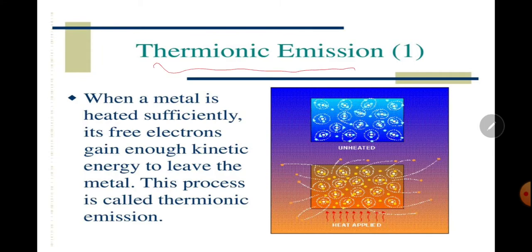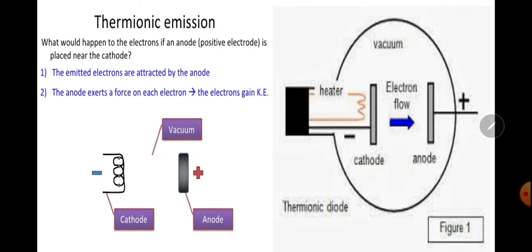Thermionic emission is the emission of electrons from a metal surface due to absorption of heat. So when you heat a metal surface, emission of electrons will take place. The emission of electrons from a metallic surface due to absorption of heat is called thermionic emission.